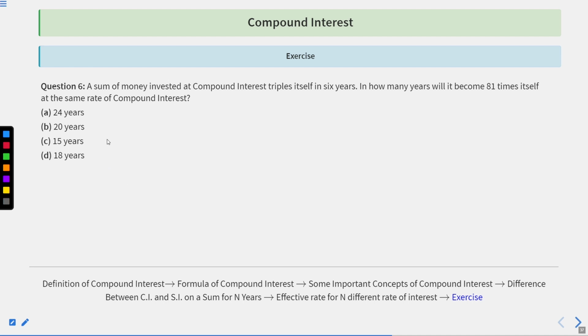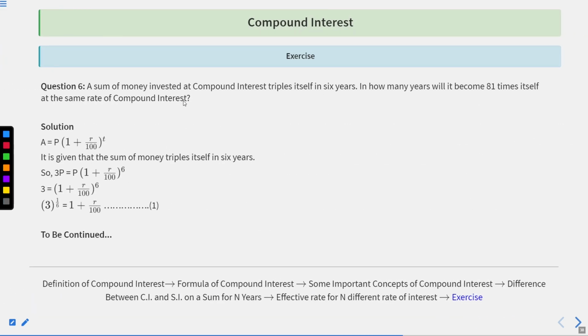Question number 6. A sum of money invested at compound interest triples itself in 6 years. In how many years will it become 81 times of itself at the same rate of compound interest? So recall the formula for compound interest is amount equal to principal into 1 plus R upon 100 to the power T. It is given that the sum of money triples itself in 6 years. So if the principal was P, then the amount after 6 years will be 3P. So 1 plus R upon 100 to the power time, that is 6 years.